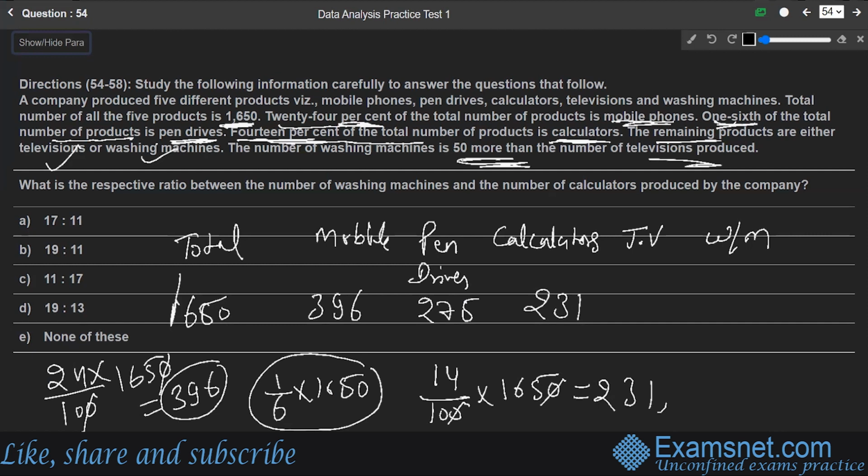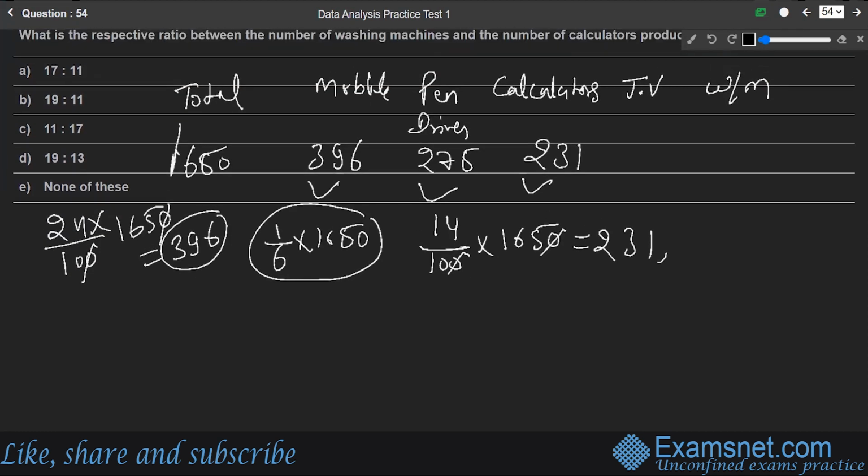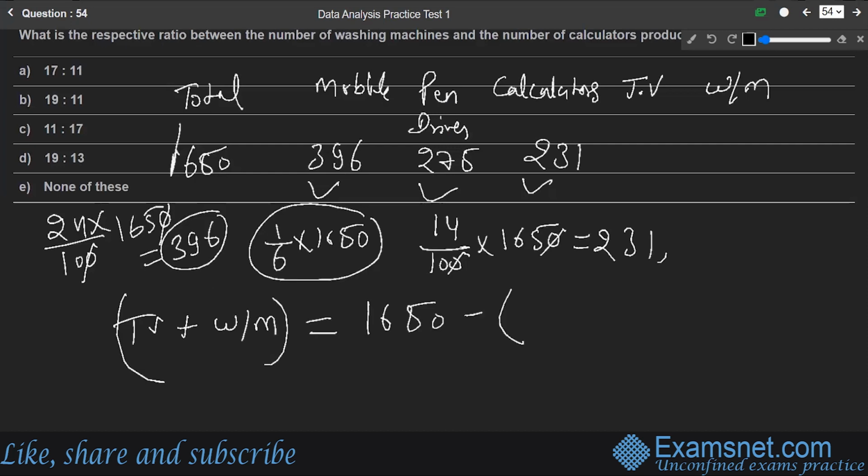And then he says that the remaining products are either television or washing machine. So for finding out the TV and washing machine's number, we need to subtract the sum of mobile phone, pen drive, and calculator from the total. What is said is that the number of TV plus washing machine is equal to the total value, that is 1650, minus the sum of all these devices, that is 396 plus 275 plus 231. So this is how we are supposed to calculate.